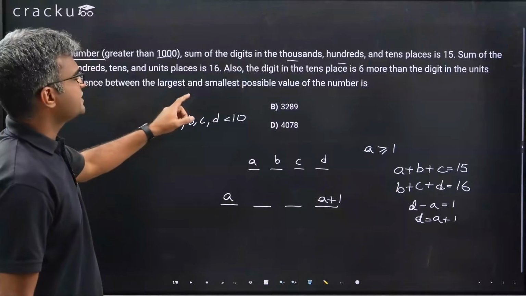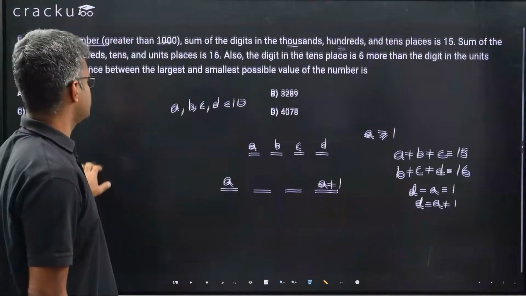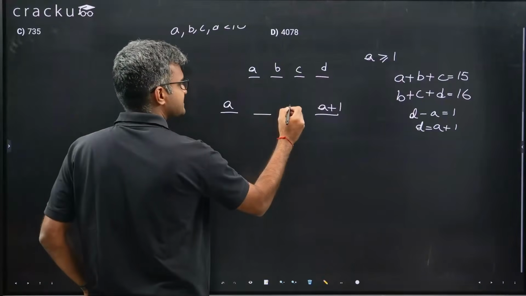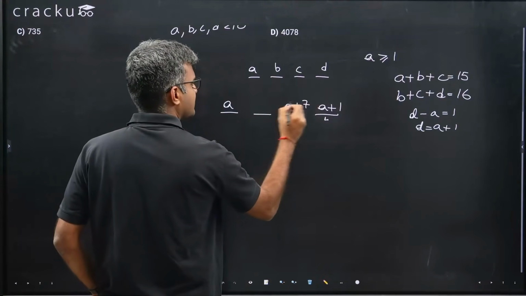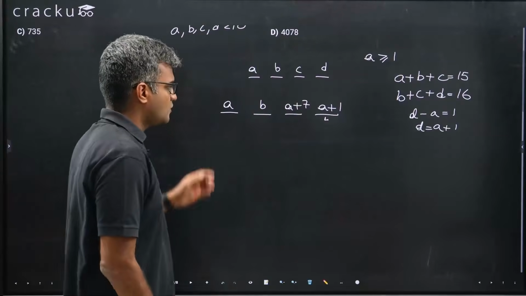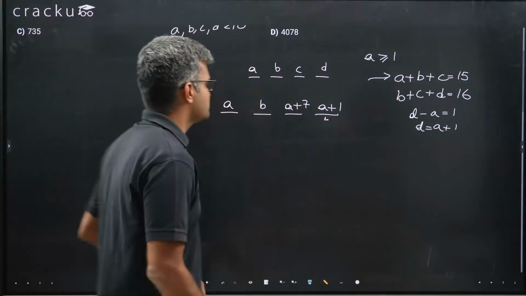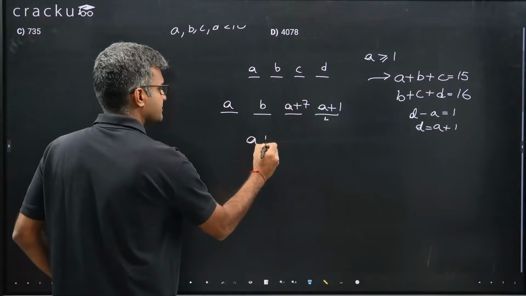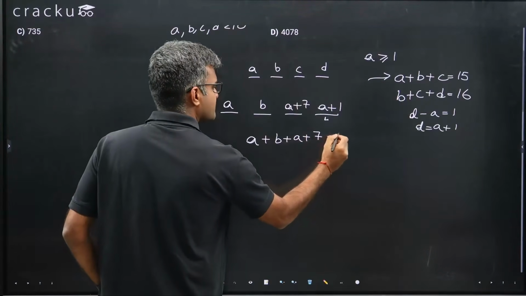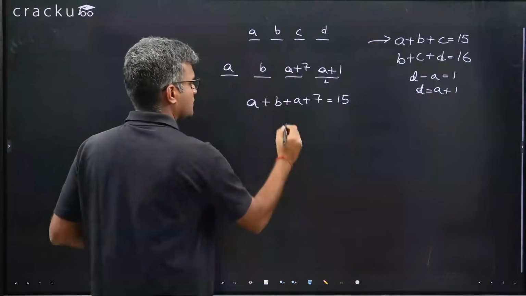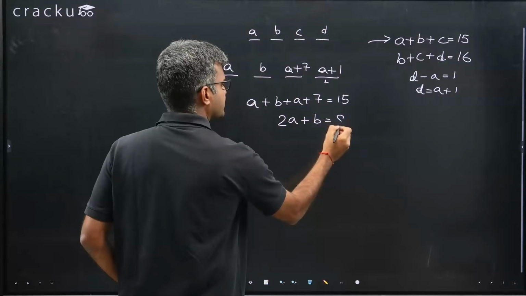We are also told that the digit in the tens place is 6 more than the digit in the units place. So this will be 6 more than this. So this will be A plus 7. And this will be B. Now what we know is that the sum of the first 3 digits is equal to 15. So A plus B plus A plus 7 is equal to 15, or 2A plus B is equal to 8.